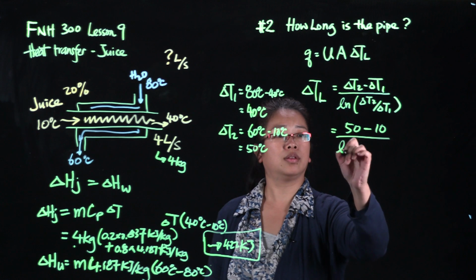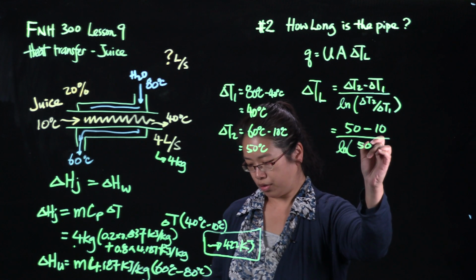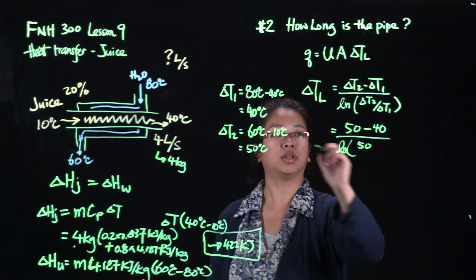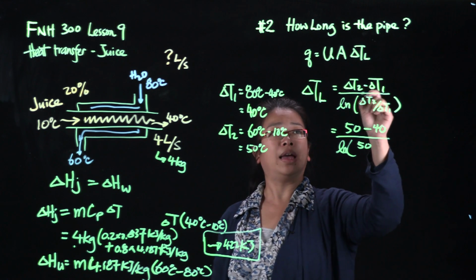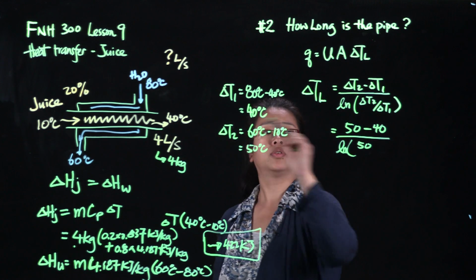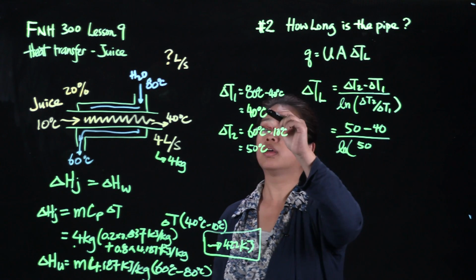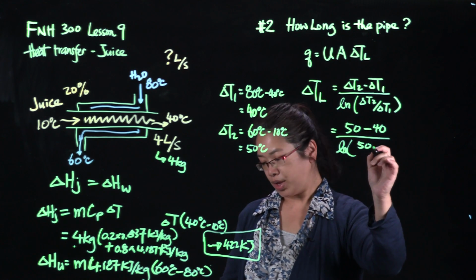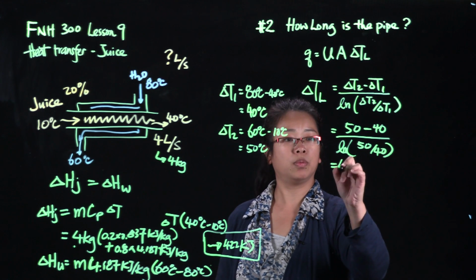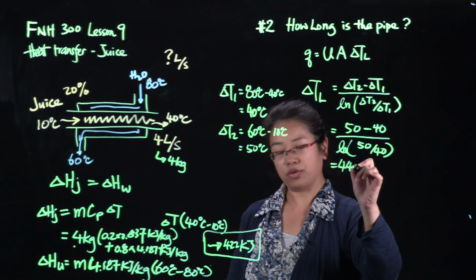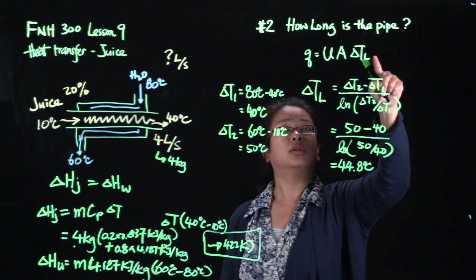And then taking the ln of 50 over, sorry, not 10, 40, because that's 40 degrees Celsius. Sorry, I made a mistake. So it's delta temperature at the end, at the outlet of the water, so that's a difference of 50 degrees Celsius minus 40, which is the inlet of the water system. So it's 50 over 40. Now we will use a calculator, punch it in, and we will see that there's an overall temperature difference of 44.8 degrees Celsius. We plug it into this equation.